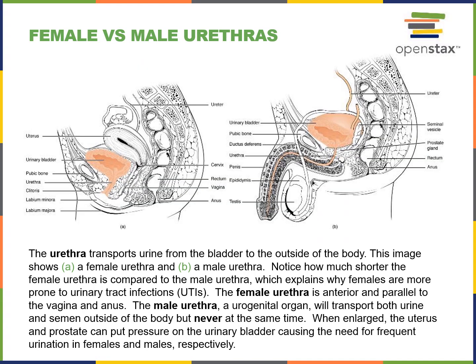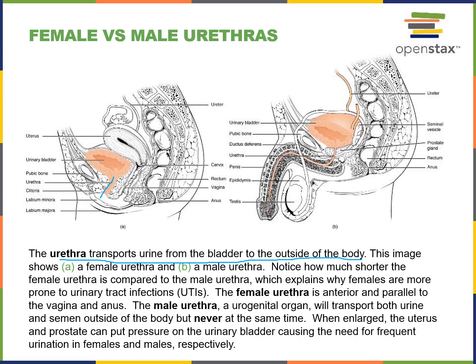Male versus female urethra. In Biolum 50, you would have done a little bit on the reproductive system, so this should just be a reminder, really. The urethra transports urine from the bladder to the outside of the body. And here we see the female urethra.